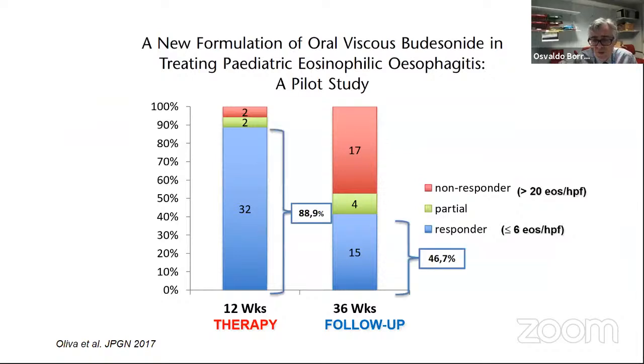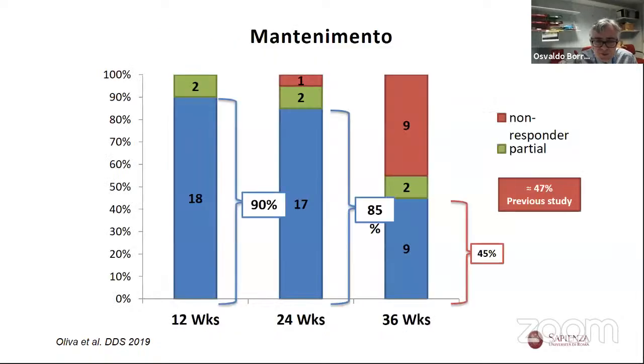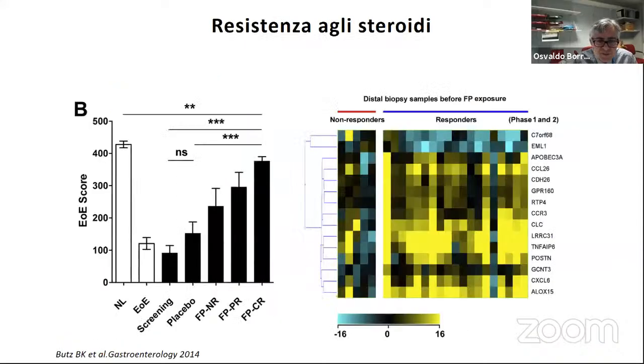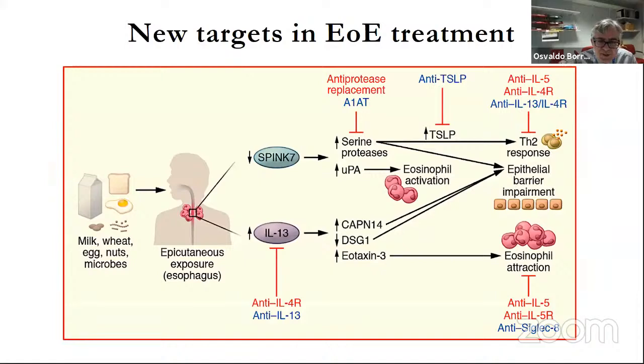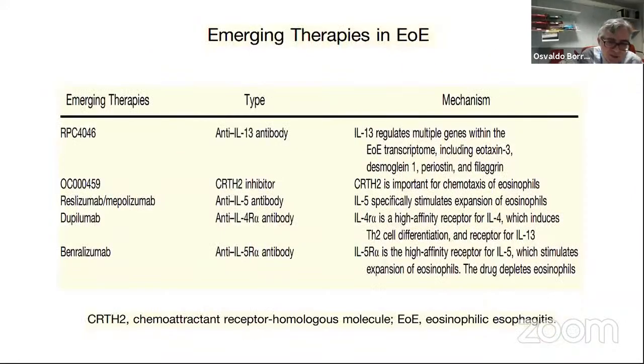I just want to go a little bit faster because we don't need to see this. It is just about the efficacy of budesonide. It's about the last biologic treatment. So a lot of biologics have been used, addressing IL-4, IL-13, IL-5, and there are also other biologics addressing anti-TSLP and A1AT.